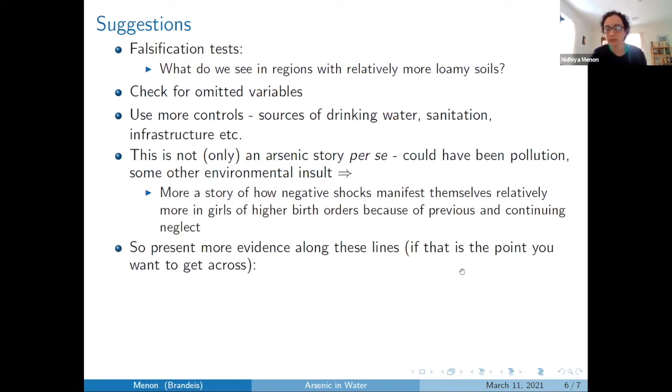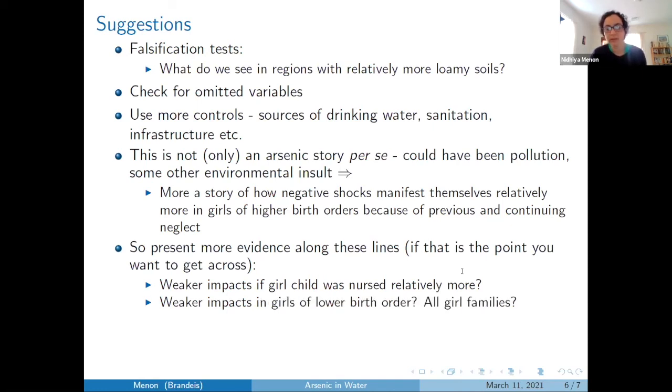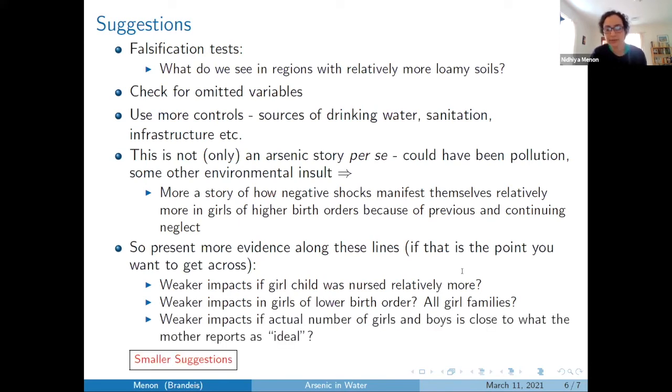And if that's the point that you want to get across, then there are these additional things that you can rely on, which is, are the impacts weaker if the child was nursed relatively more, which is tying into Seema's work, right? Are the impacts weaker if it's all girl families, for example, or of higher birth order? There's a typo over here. There should be higher birth order. And then, are the impacts weaker if the mother is reporting that the gender composition of her children is close to what she would consider as ideal, right? So there are these other things.